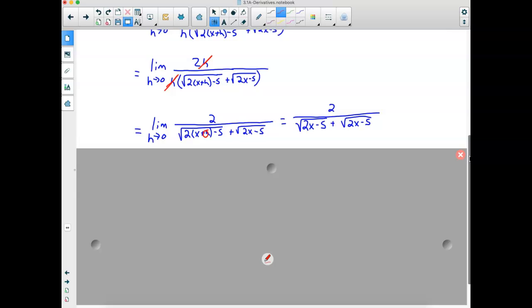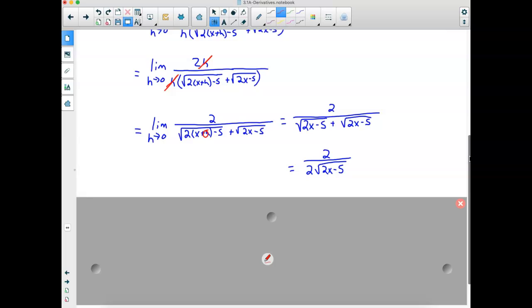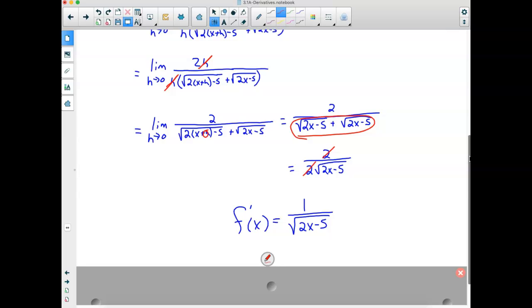So a 0 goes in for h. Well, what does that equal? 2 over 2 times the square root of x minus 5 plus 2 times the square root of x minus 5. Which is actually 2 over, and I have 2 of these terms now. That's why it's 2 times the square root of x minus 5. And if you look at that, oh, by golly, those reduce. So my algebraic derivative is 1 over the square root of 2x minus 5.